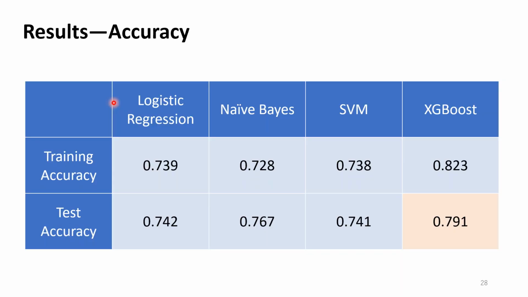Let's look at the results of the analysis. As you can see, as for accuracy, XGBoost achieved the highest level, 79%. I show training accuracy and test accuracy, and XGBoost achieved the highest level. But every classifier shows 70% plus accuracy.